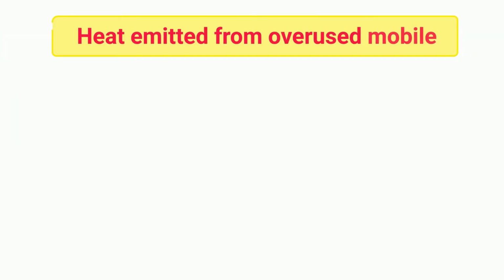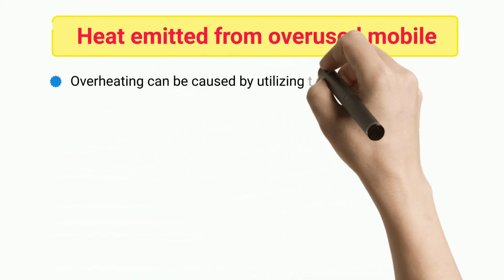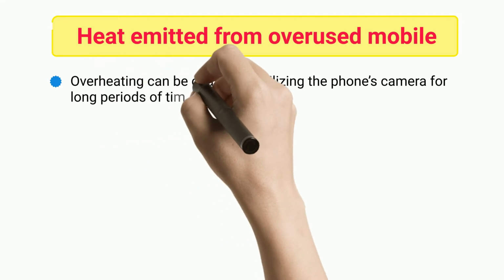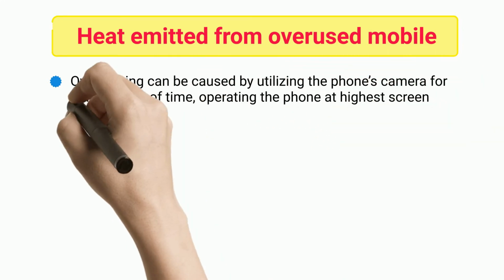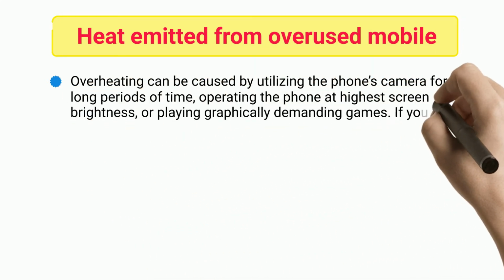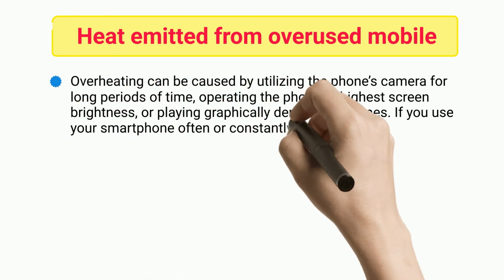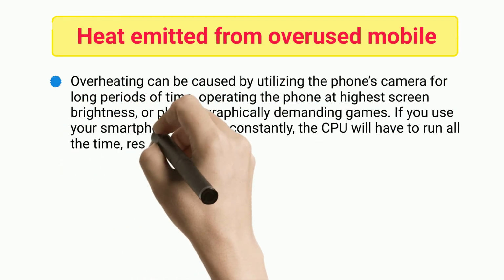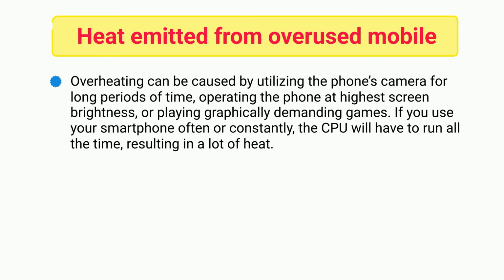Heat emitted from overused mobile. Overheating can be caused by utilizing the phone camera for long periods of time, operating the phone at highest screen brightness, or playing graphically demanding games. If you use your smartphone often or constantly, the CPU will have to run all the time, resulting in a lot of heat.